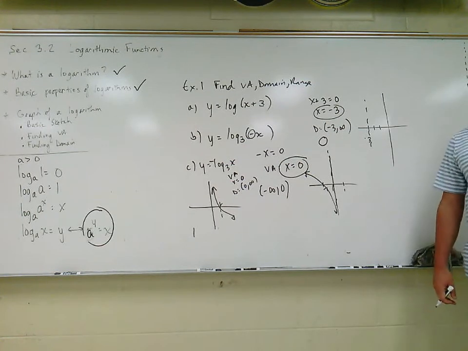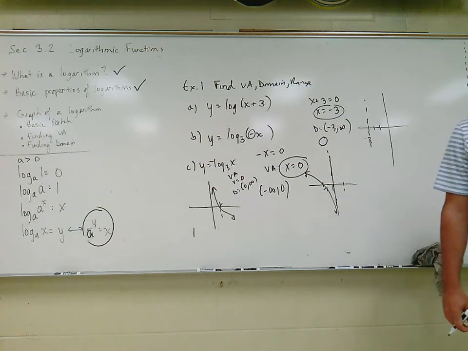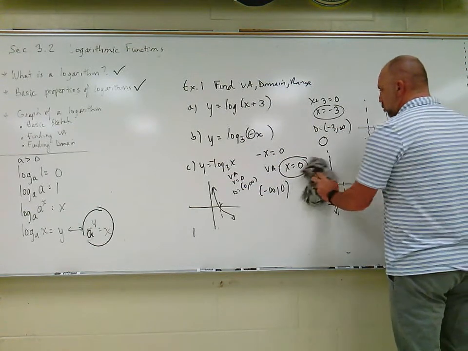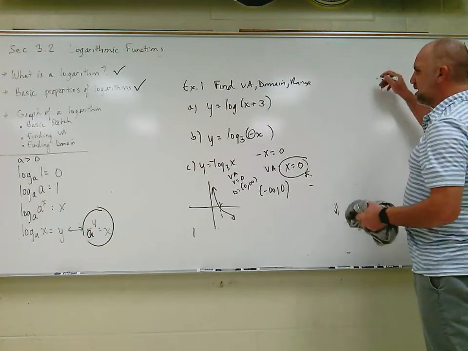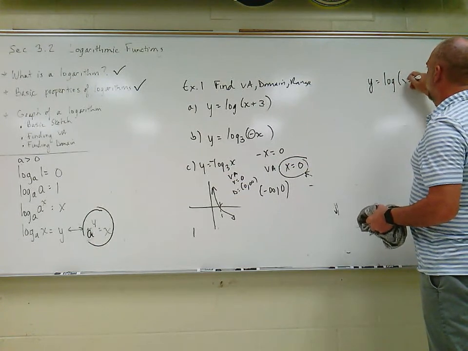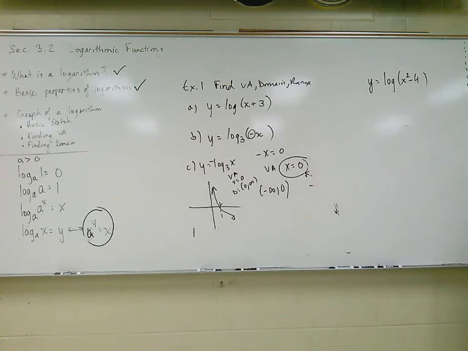How do you know where the vertical asymptote is on a logarithm? Anything that makes the inside 0. Now, one more. They could start to get crazy with us and change the inside a little bit. They could get like crazy graphs. They could go, say, log of x squared minus 4. Okay. They could do something crazy like this.